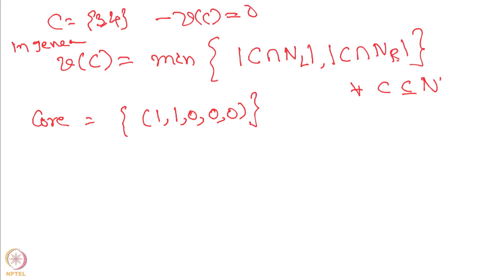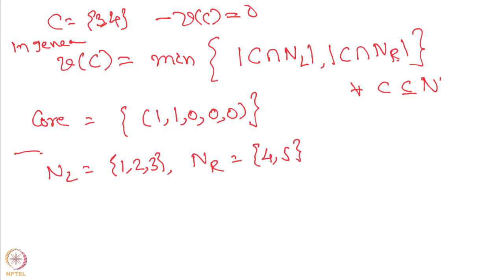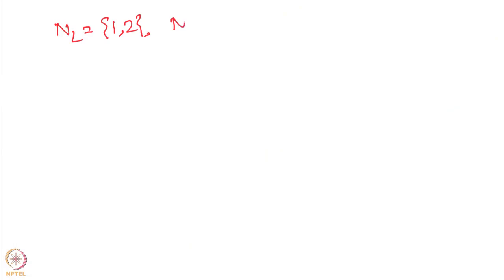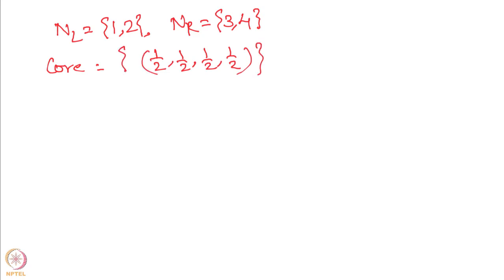In fact, we can look at multiple situations here. Suppose I take NL to be 1, 2, 3 and NR to be 4, 5. Again the core is going to be a singleton. For example, if I take NL to be 1, 2 and NR to be 3, 4, only 4 players, the core is going to be half, half, half, half, again a singleton.